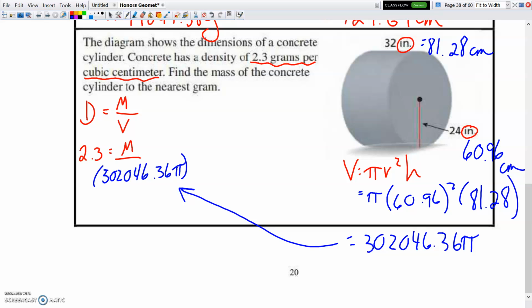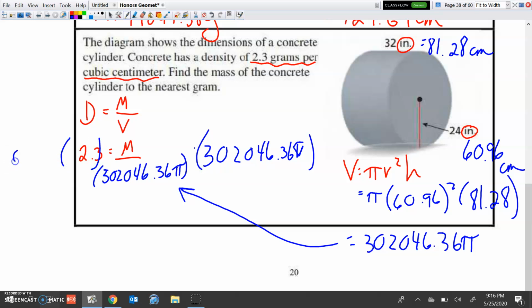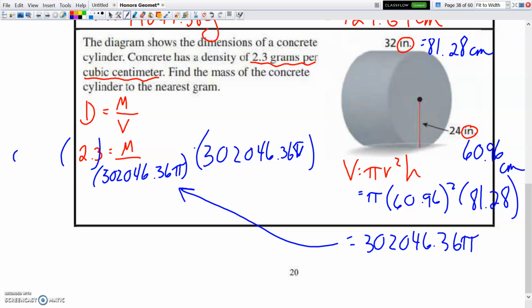So now I'm going to multiply that by pi, and I'm going to multiply that by 2.3. Because what I would do at this point is multiply this side by 302,046, and I would multiply this side by that number too, right? 302046.36 pi. And those cancel. So that's how I'm getting the mass.